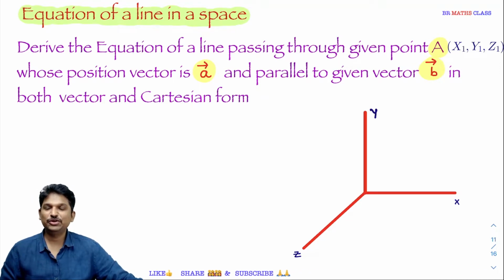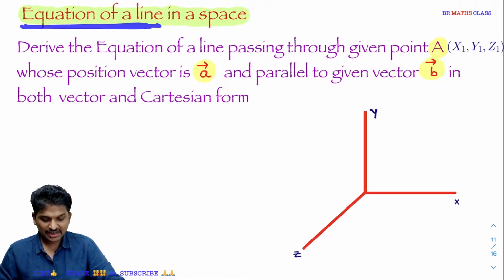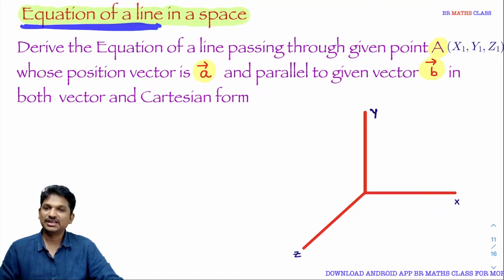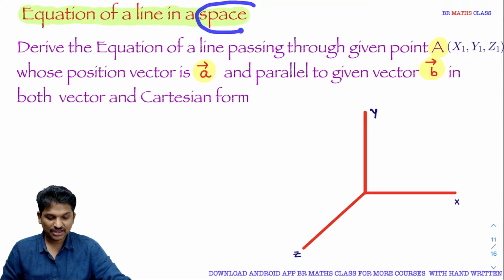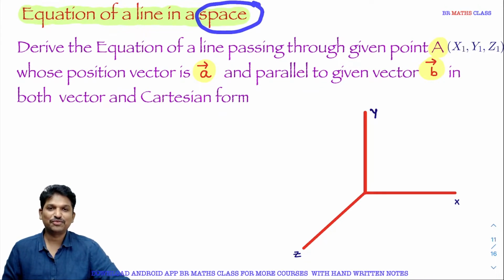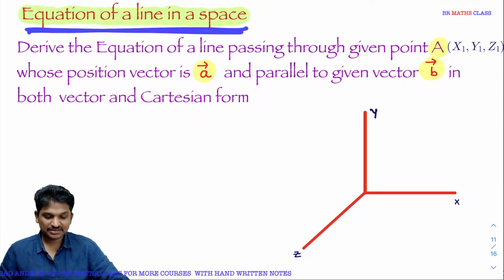In this class we are going to learn about the equation of a line. Look here, equation of a line. In the two-dimensional geometry straight lines chapter, you learned about the equation of a line. In that, many forms are there: two-point form, point-slope form, intercept form. You learned those things in two-dimensional geometry. In three-dimensional geometry, it is the equation of a line in space. In two-dimensional geometry, it is the equation of a line in a plane. Plane means flat surface, right? So, equation of a line in space.